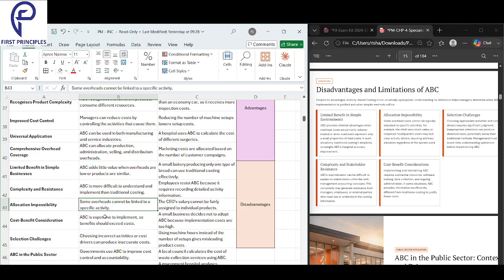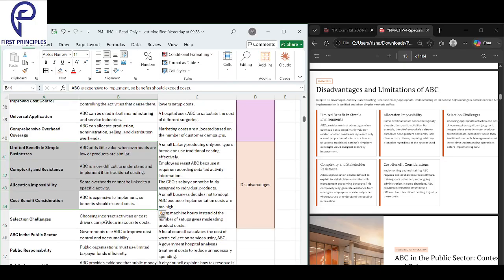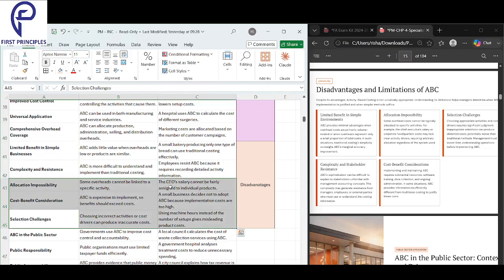So these are the limitations before we move on to the next thing here. Do we have some extra limitations? Selection challenges, yes. So choosing an incorrect activity or cost driver can totally produce very inaccurate cost allocation. If you've done a very incorrect cost allocation, that will be a problem.